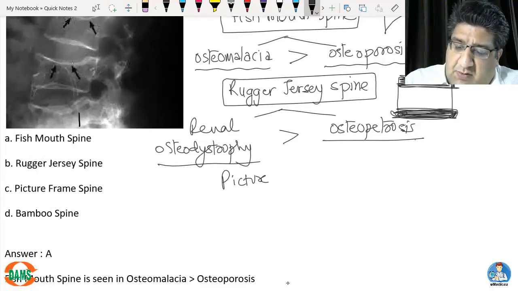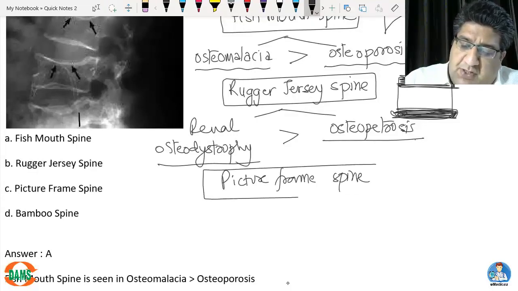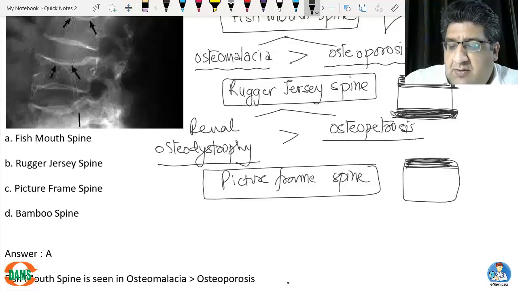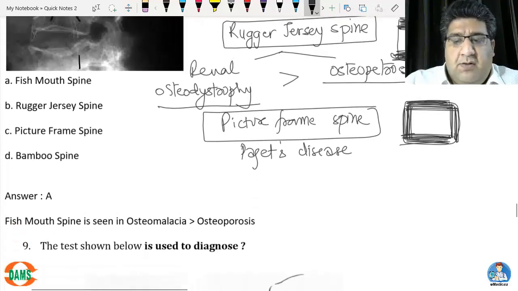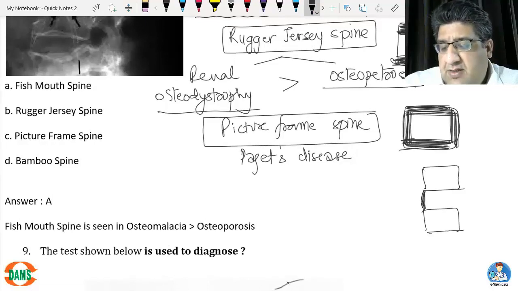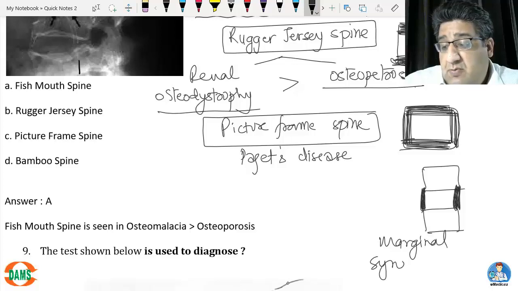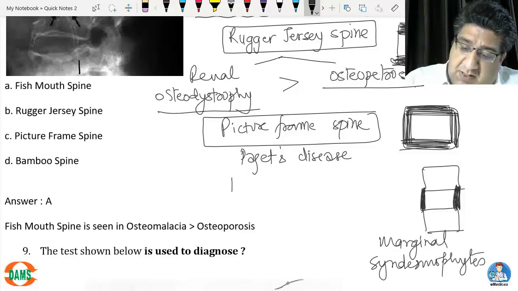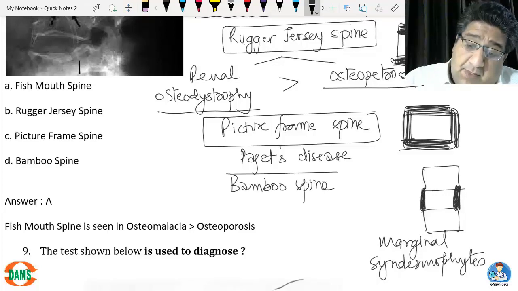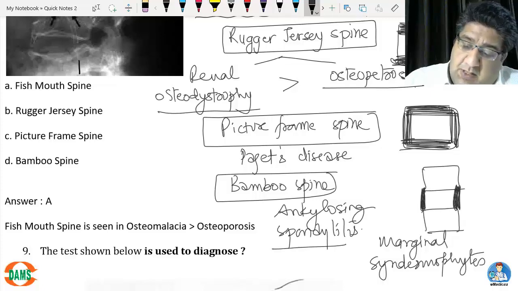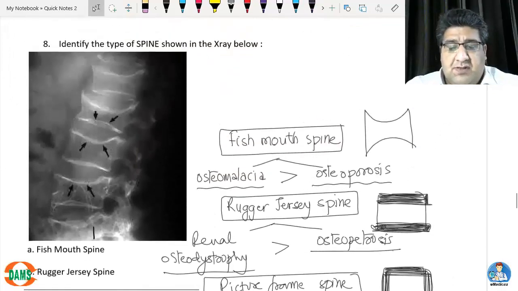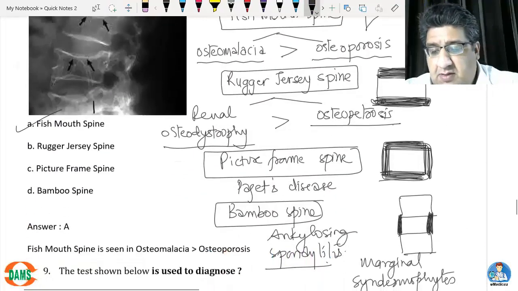Then we have something called, I hope you remember, I had already mentioned in pages also, picture frame spine. In picture frame spine, the superior end plate will be thick, inferior end plate will be thick, anterior end plate will be thick, posterior end plate will be thick. All four end plates will be thick. P for picture frame, P for Paget's disease, simple. Then if you have a vertebral body like this, and you have these connecting syndesmophytes, which are called the marginal syndesmophytes, then we call this kind of a spine bamboo spine. And it is so classical of a condition called ankylosing spondylitis. So not only have we discussed this question, but we have discussed different types of spine, although this is fish mouth spine, but I wanted to show other types of spine.